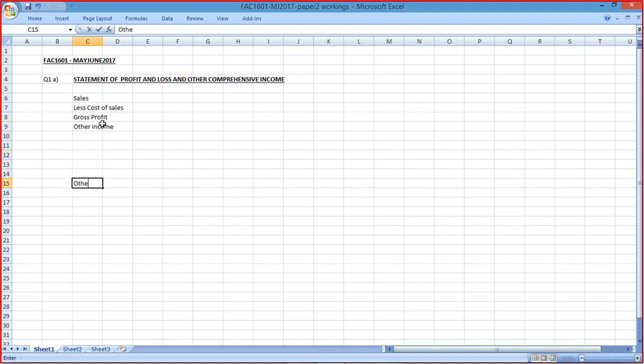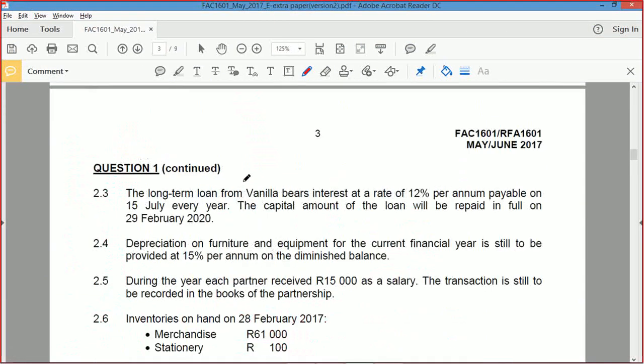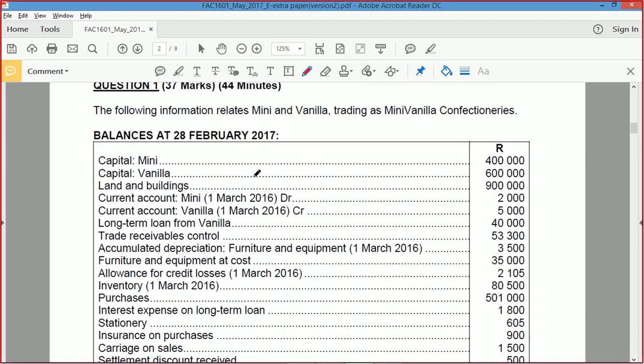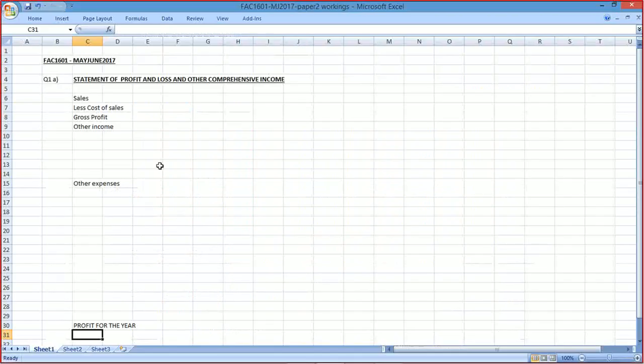Right, then we'll have other income, other expenses. You can group it differently depending on disclosure. I'm just keeping the disclosure simple. And then you'd have profit for the year. Will there be tax and profit before and after tax? No, there won't be for a partnership. Does a partnership pay tax? No, the partners pay tax. So each of them has to pay their own tax on the amount that they receive. Okay, so that's the strategy.